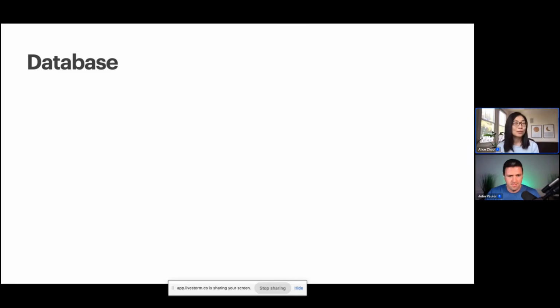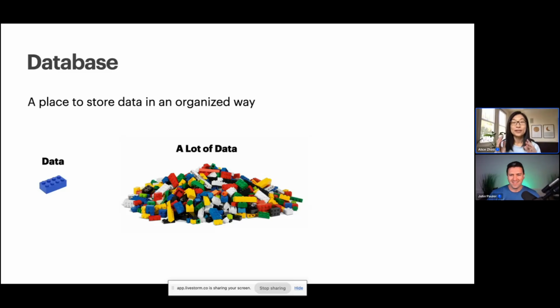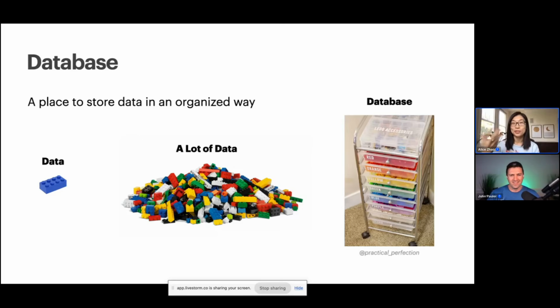So then the next term you got to understand is a database. So what is a database? It's a place to store data in an organized way. So imagine you have this Lego piece as your data. And if you had a lot of data, it would look like this. But this is really hard to sift through and understand. So you have to organize it in some way. So this is a database for Legos. Now everything is nicely organized.